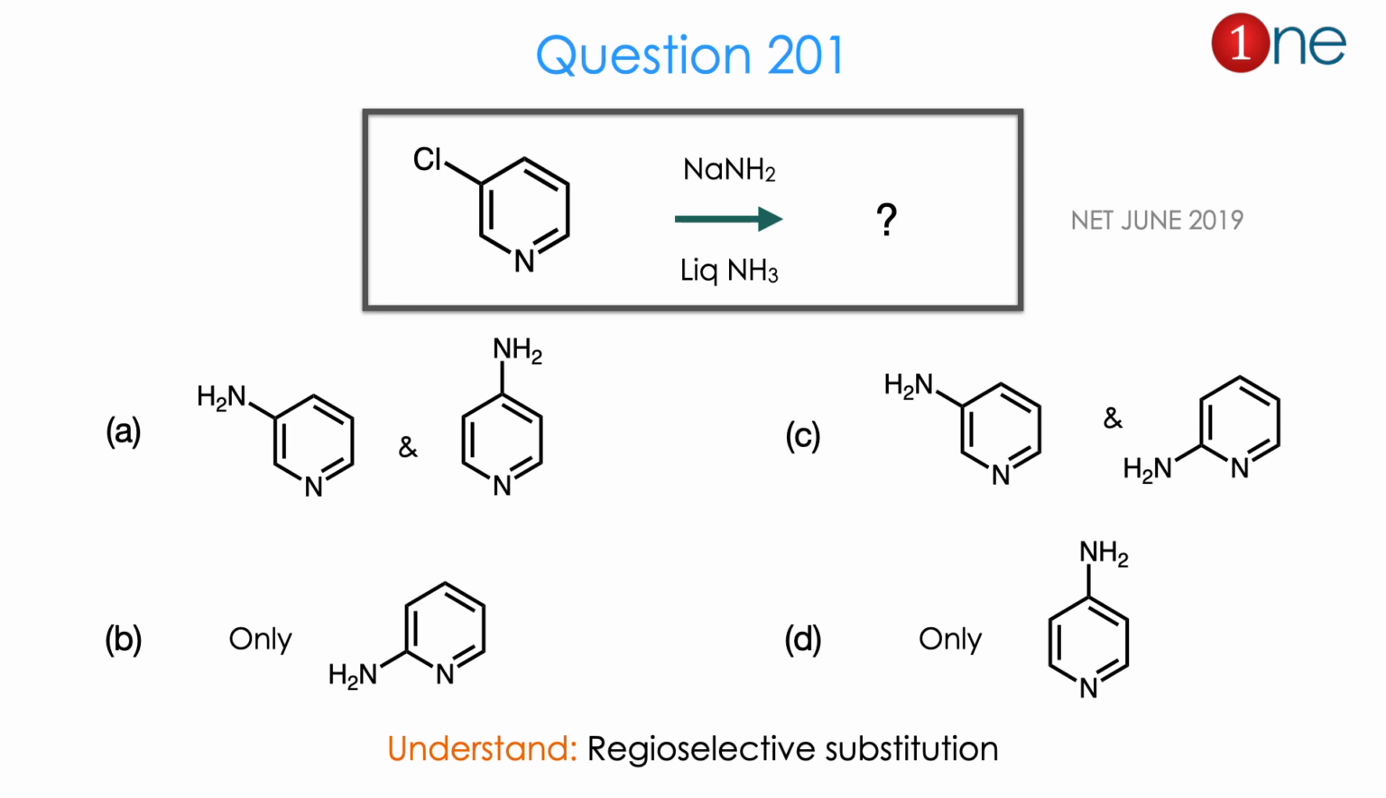Let us look at the first question. The starting material is 3-chloropyridine. You are using sodamide and liquid ammonia. They ask you to find the product. The products are 2-substituted amine, or 3-substituted amine, or 4-substituted amine. Whether the reaction is selective, whether the product is a single one, or a mixture. So from the reactant and possible products, you might realize the question is really about regioselective substitution of amine there. The answer is A. Let us see how.